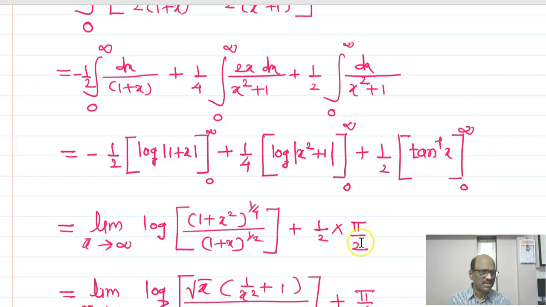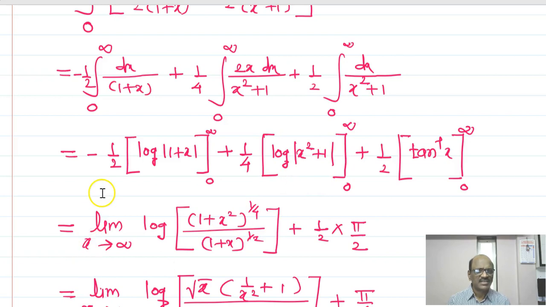Therefore, the answer of this is pi by 2. To solve this integral, this is very important. If you see this, there is a minus 1 and this is in log form. The minus 1, if you consider here, that is a log of (1 plus x) raised to minus 1 upon 2. And what's happening here? The 1 by 4, that is a log of x square plus 1, means log of the modulus of (x square plus 1) raised to 1 by 4.